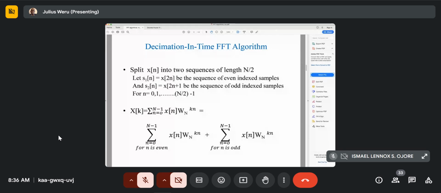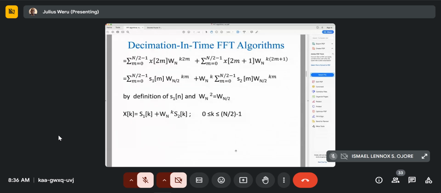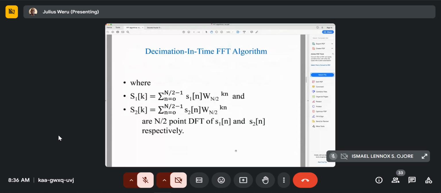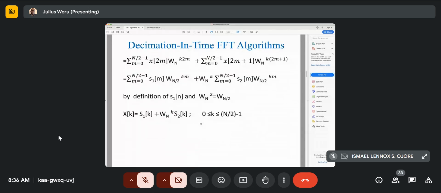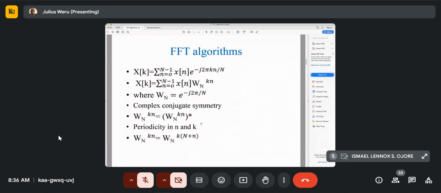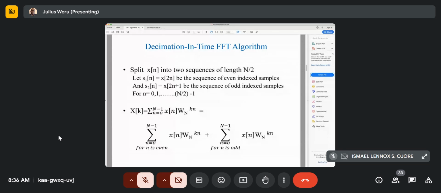Let's see here. For the even samples, the even indexed, we are going to have x1 of n equal to x of 2n. I think actually we have used n and not m. Yeah, actually we have used m. So we are going to use m, so that we don't have confusion using n and m. So am I going the wrong way? Yeah, that is the start. I think this is where we are.